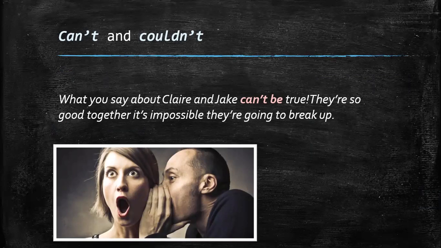Can't and couldn't. What you say about Claire and Jake can't be true. They are so good together, it's possible they are going to break up. Here, can't is something that you don't think is true. It's an improbable situation, okay? It's maybe something that you don't believe. Why? Because you have the evidence of the contrary.